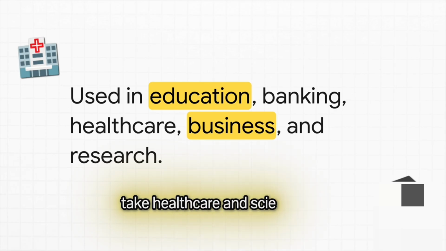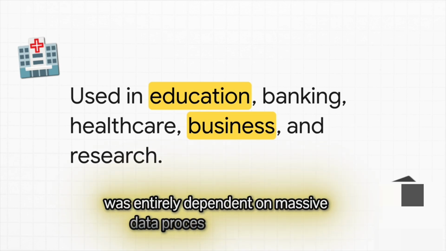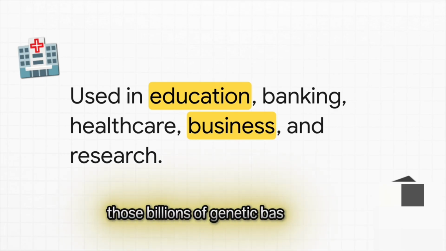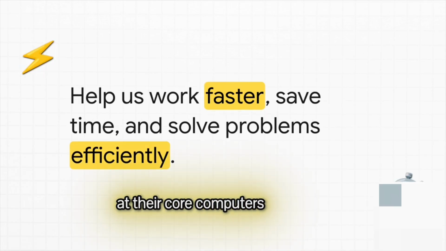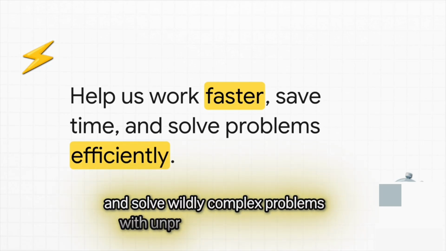Take healthcare and scientific research, for example. The mapping of the human genome, a massive feat that decoded our very DNA and revolutionized modern medicine, was entirely dependent on massive data processing capabilities. Without the digital brain, analyzing those billions of genetic base pairs, it would have been physically impossible. At their core, computers are the ultimate problem solver. They allow us to work faster, save massive amounts of our precious time, and solve wildly complex problems with unprecedented efficiency.